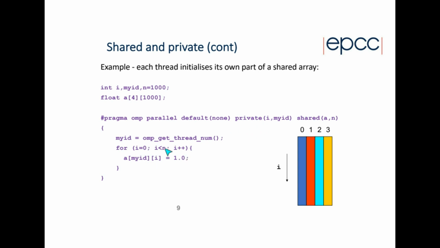We have n. So n is just the length of the loop, or the number of elements in the column here. That's not being modified inside the parallel region, so it's fine for that to be shared. It would be an error to make it private, because then we would get uninitialized private copies. And finally, we've got A. It's okay for A to be shared because different threads are writing to different parts of the array, so there's no possibility of race conditions here.